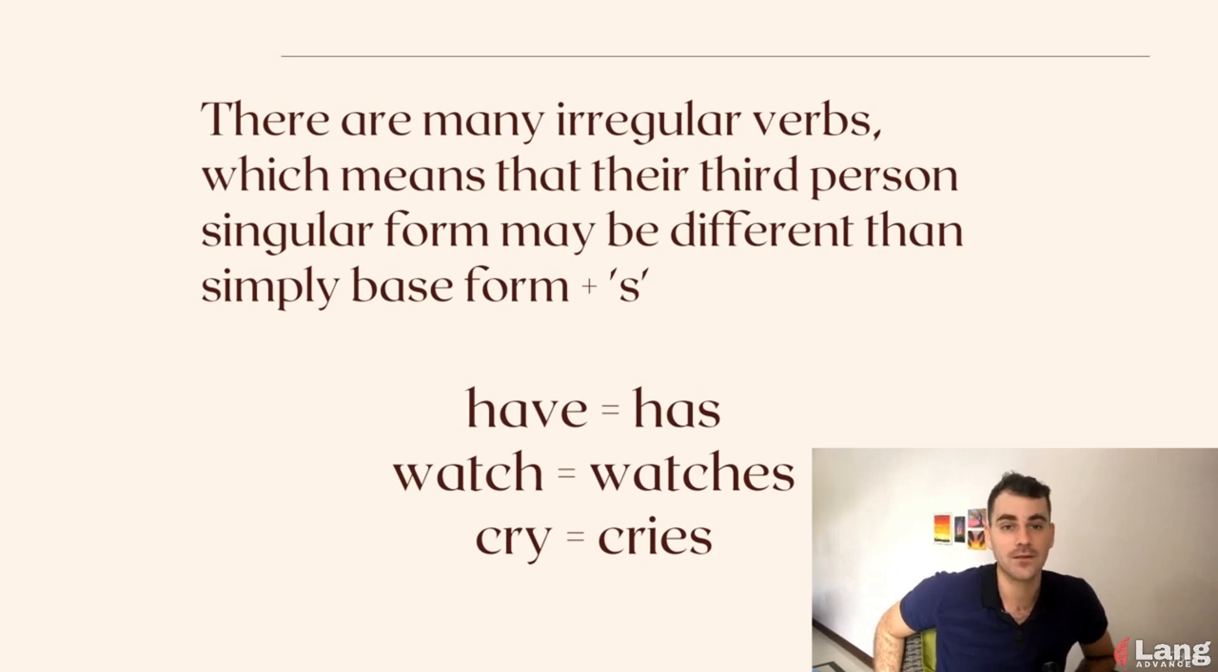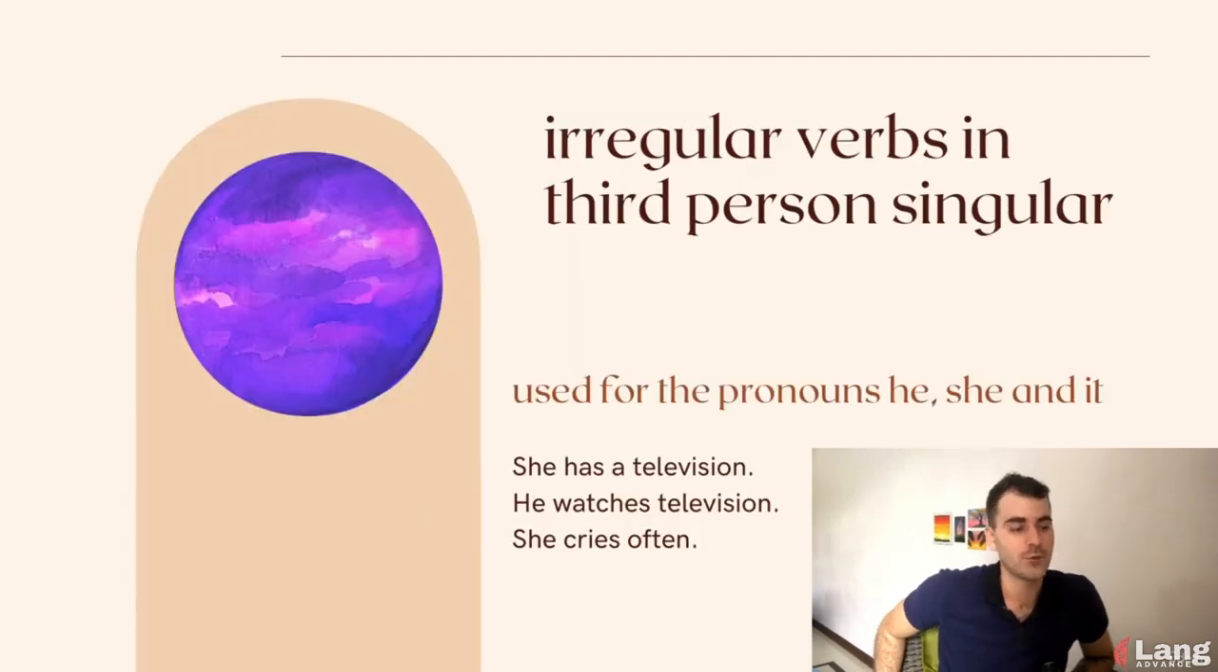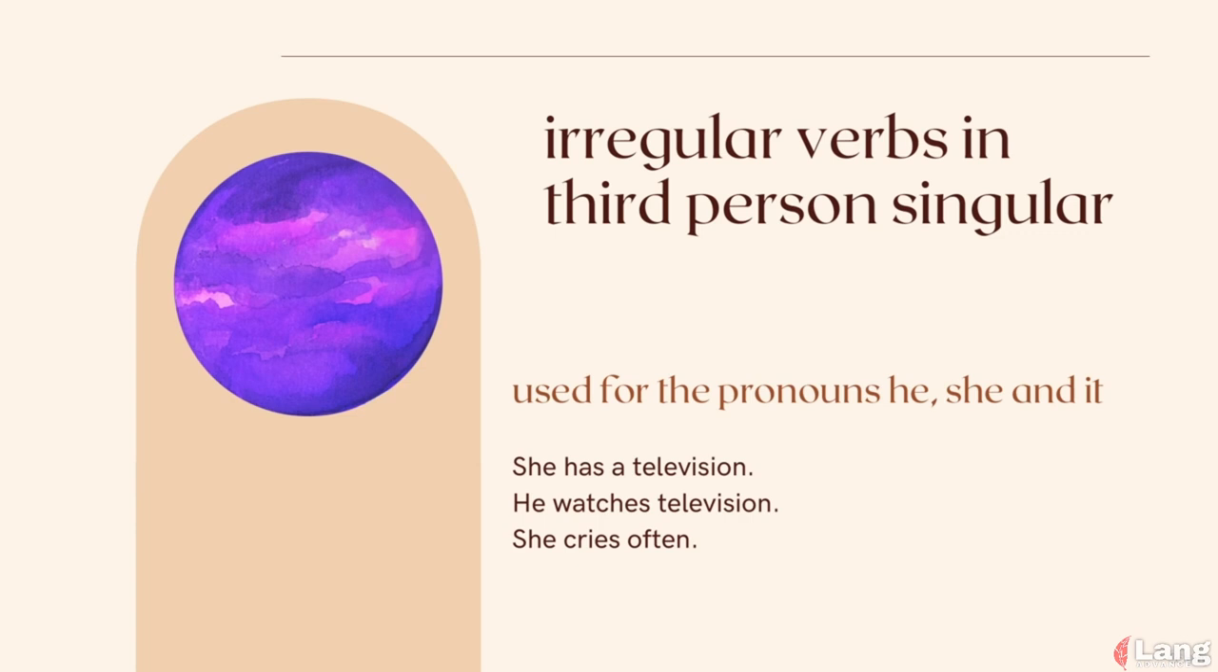Have becomes has. She has Facebook. Watch becomes watches. She watches the news. Cry becomes cries. He cries every night. So, irregular verbs in third person singular, used for the pronouns he, she, and it. She has a television. He watches television. She cries often. This is exactly what we talked about in the previous slide. I just wanted to show you some more examples.